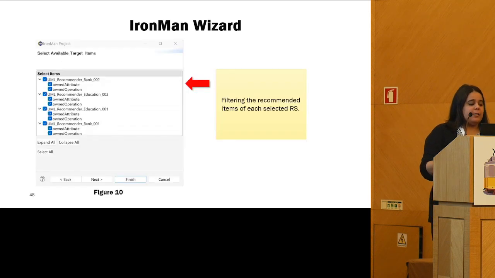Second is the item selection. After we select the recommender systems, we see here the recommender systems we selected and which items are available. In this case, all of them have available attributes and operations.